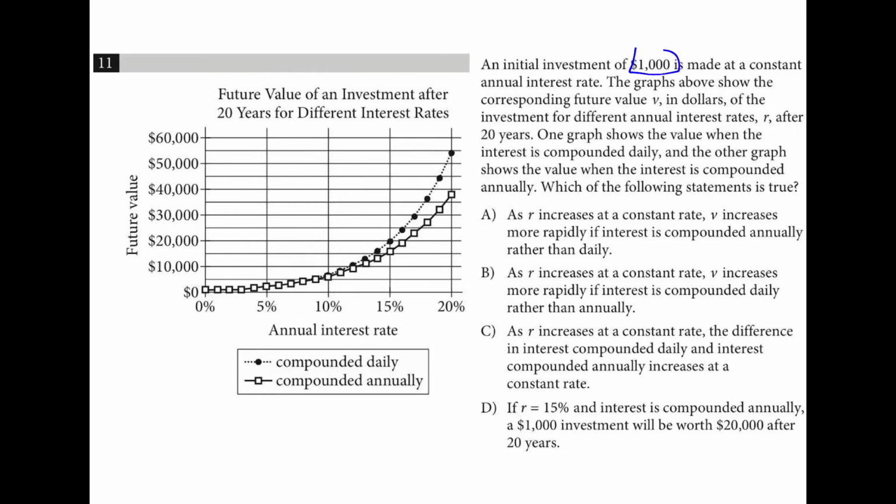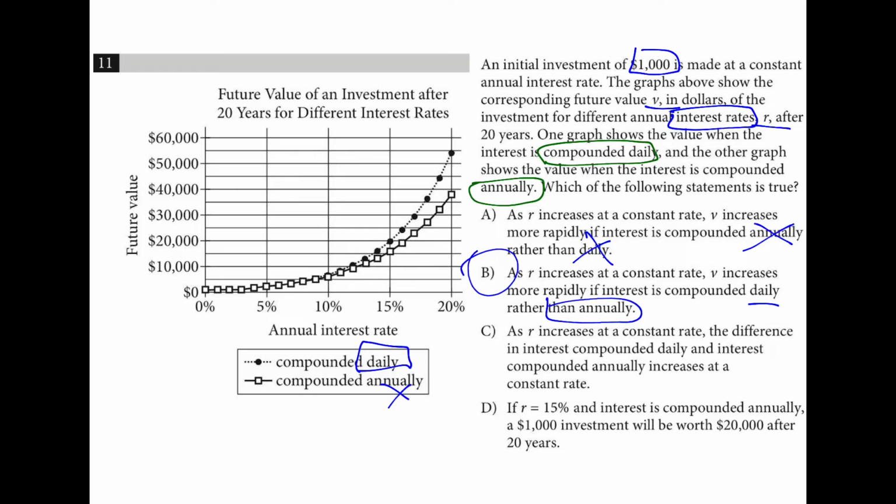So we're investing $1,000. And V is the future value, and R represents the annual interest rates. Then we compare compounding that interest daily versus compounding that interest annually. So which one goes up faster here? That's when we compound daily compared to annually. So as R increases, V increases more rapidly if we compound daily rather than annually, which is choice B.